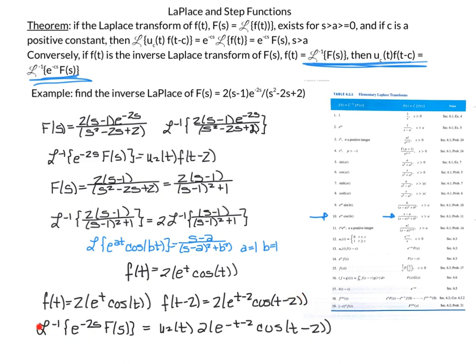And then finally, our last step, our theorem says the inverse Laplace transform of e to the minus cs F of s, that's e to the minus 2s F of s, is equal to this here, u2 of t times f of t minus c. So this is our final answer.